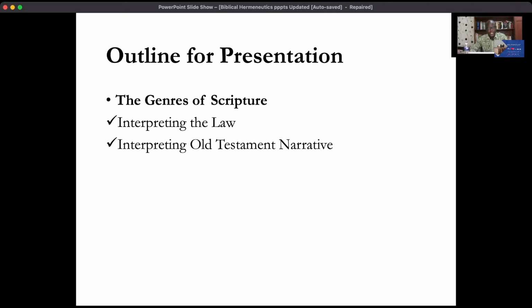And the first part we have here, we're going to look at how to interpret the law, and how to interpret Old Testament narrative. That will be the first part. And the second part, we'll look at the other genres. And the third part, fourth part, look at other genres too. So let's look at the first part for now.